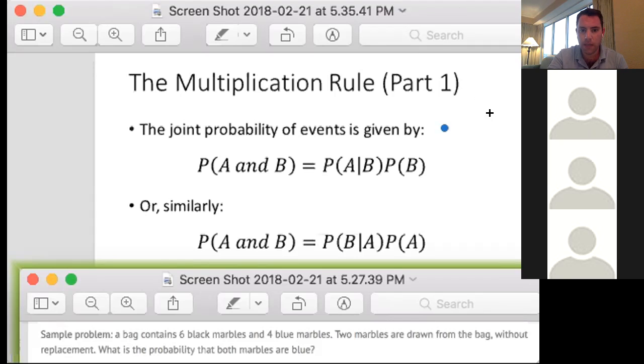Does that make sense? Was that difficult? Does that help clear up how we think about the multiplication rule in this example?